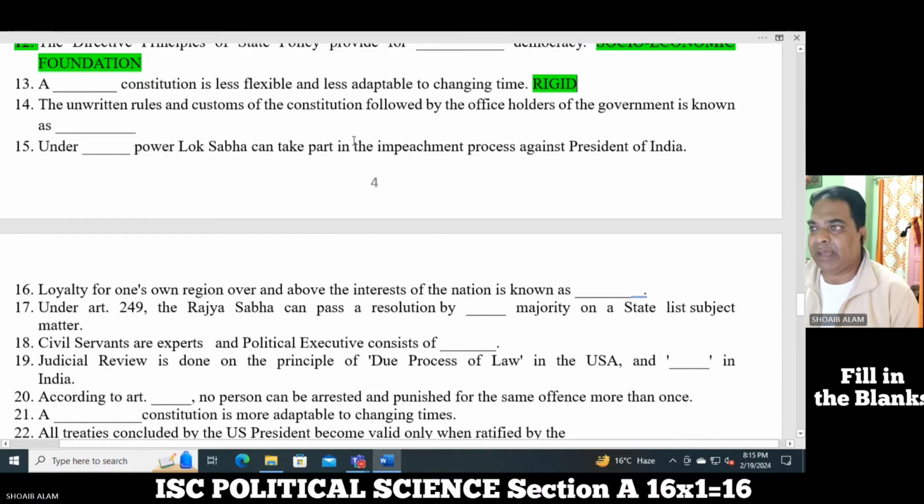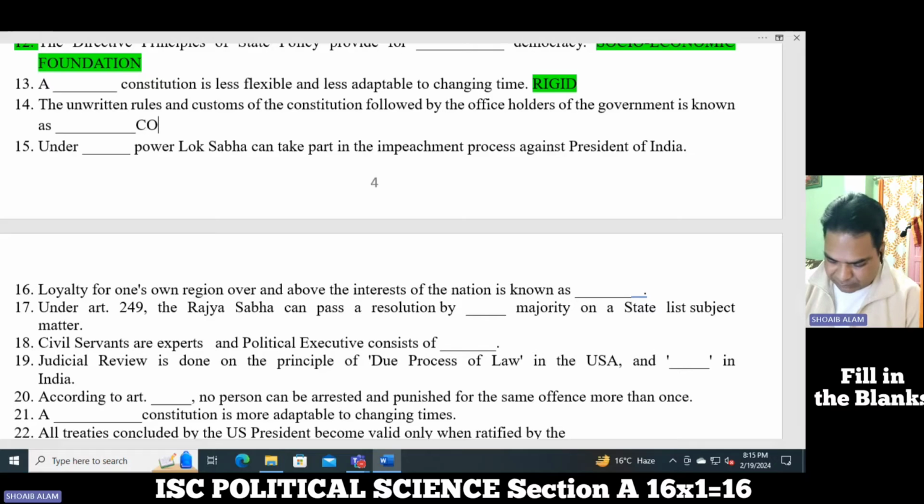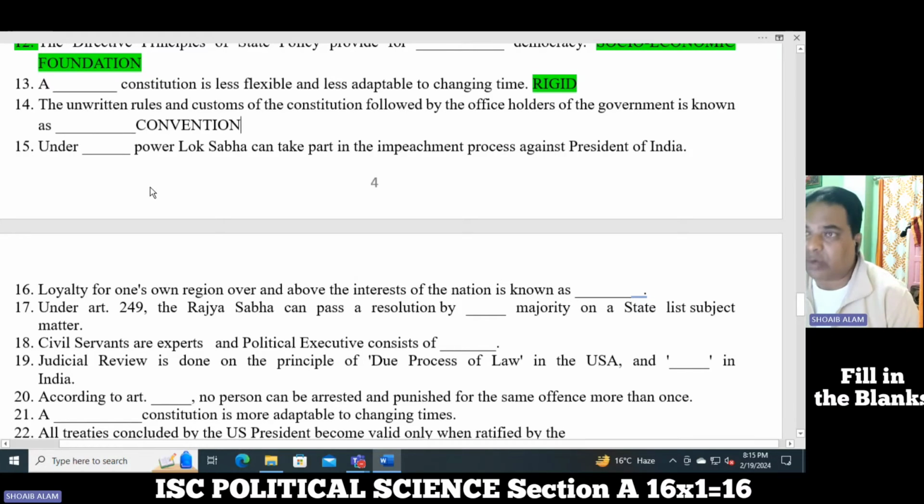Okay. Now, next one. The unwritten rules and customs of the constitution followed by the office holders of the government is known as. What is it known as? It is known as convention. Okay, it is known as convention. So all the answers I'm highlighting with the green.